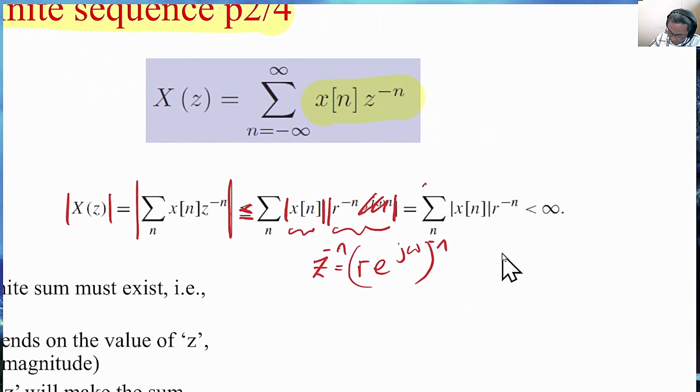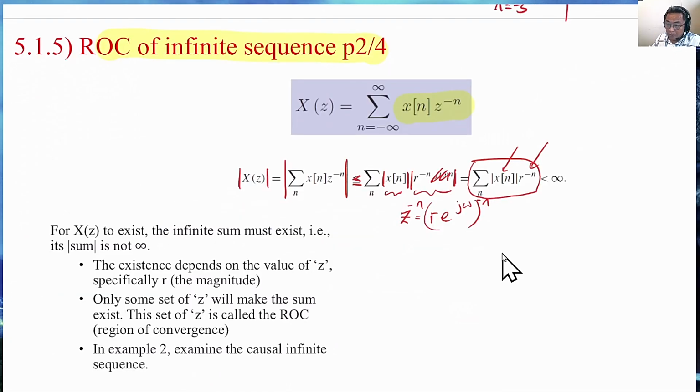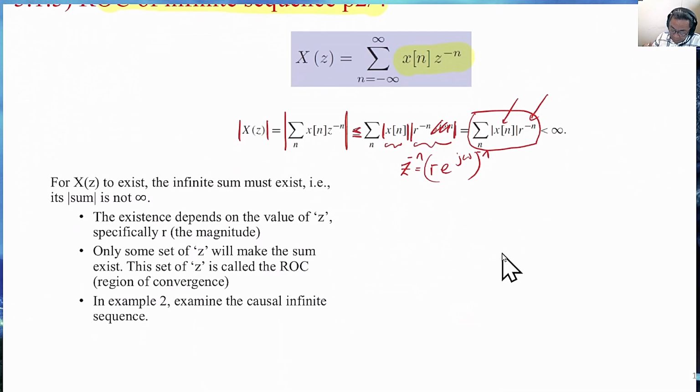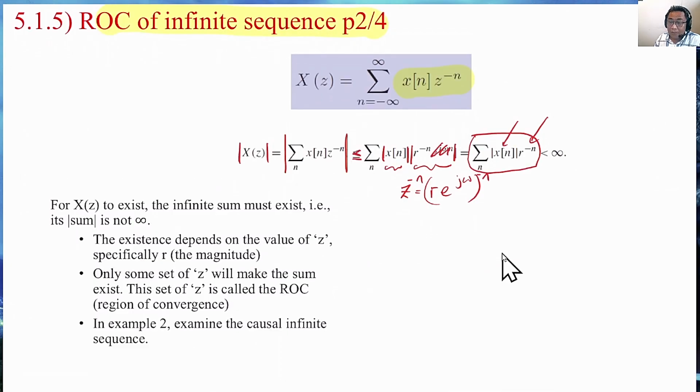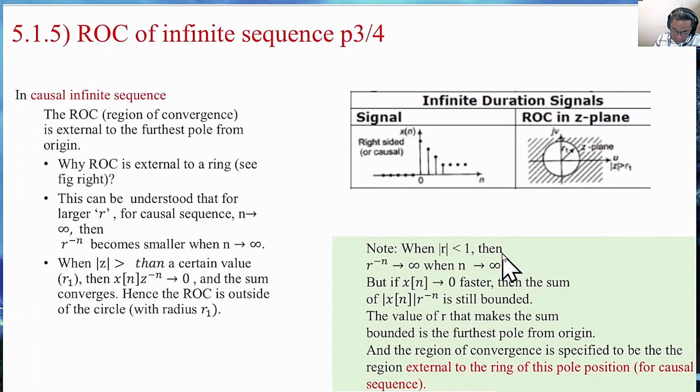So the answer is that this sum is dependent on the sequence, the absolute value of the sequence x[n] multiplied by r to the power of minus n. We now can choose different r, and in the past example we have realized that for certain large values of r, for a causal infinite sequence, the sum would be absolutely summable. Let's now examine the causal infinite sequence.